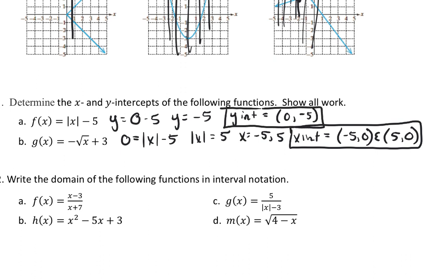For part B, we're going to do the same thing. So y is equal to negative 0 plus 3. So y is equal to 3. The y-intercept is equal to 0, 3.